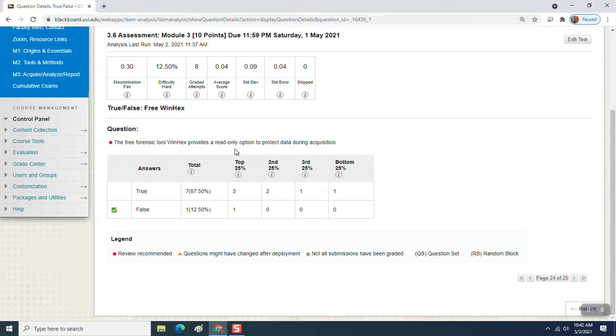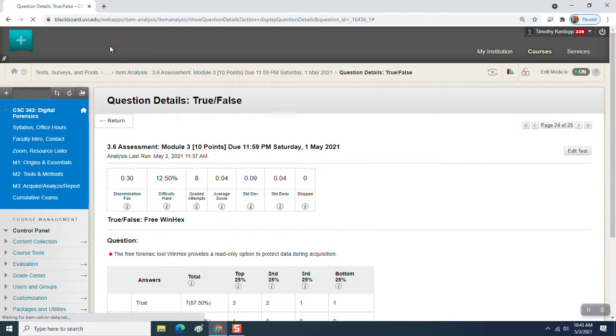Now, you could have a disk that's read-only, and WinHex could work on it. But the correct answer is false. So the disk itself may be read-only, but that doesn't mean that WinHex provides that functionality. And for that reason, you have to use this tool appropriately, and you have to be aware that if you use this tool on a data file or digital evidence that isn't write protected, you can create problems and modify the data if you're not careful.